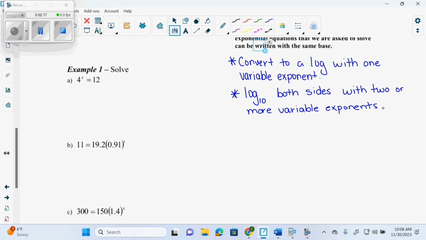I have 3 pieces of information, so I can convert to a log. If I have more than 3, I'm going to have to move stuff around until I only have 3 pieces of information. Yes? Like we did with word problems. We would divide the initial over to the final. So I'm going to convert.